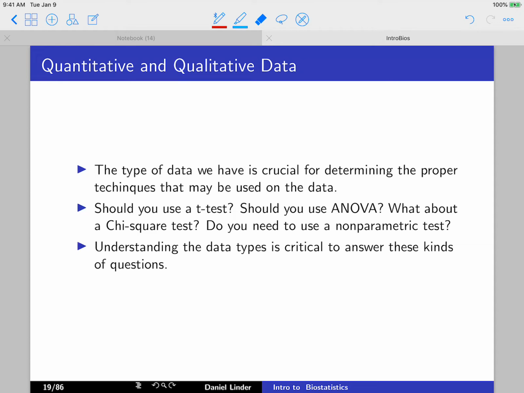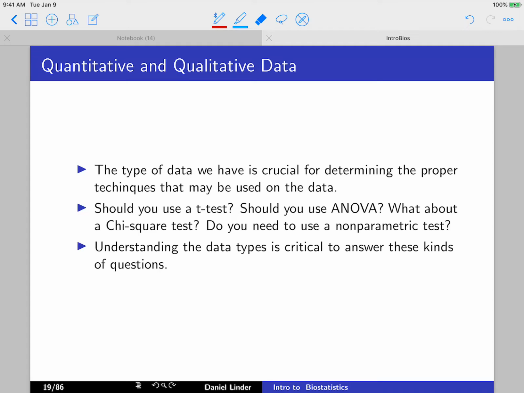So in general, there are really two types of data that we'll encounter. So the so-called quantitative and qualitative data, and the type of data that you're dealing with is crucial in order to determine what are the proper techniques that you can use and what are the proper estimation and hypothesis testing techniques to use on certain types of data.